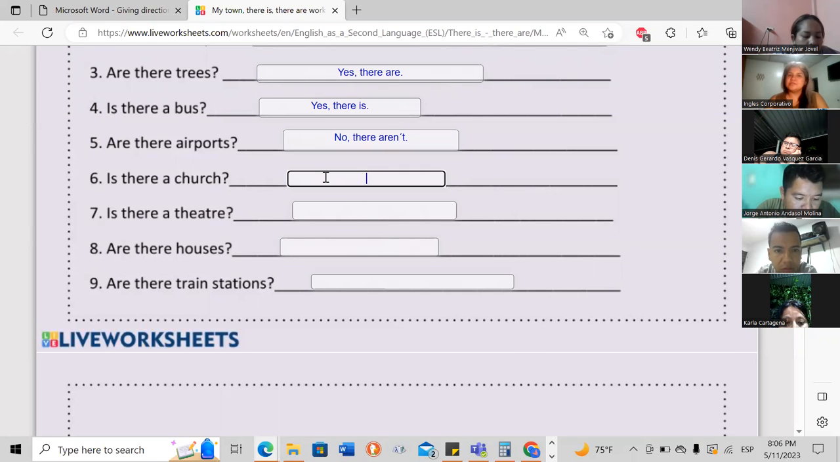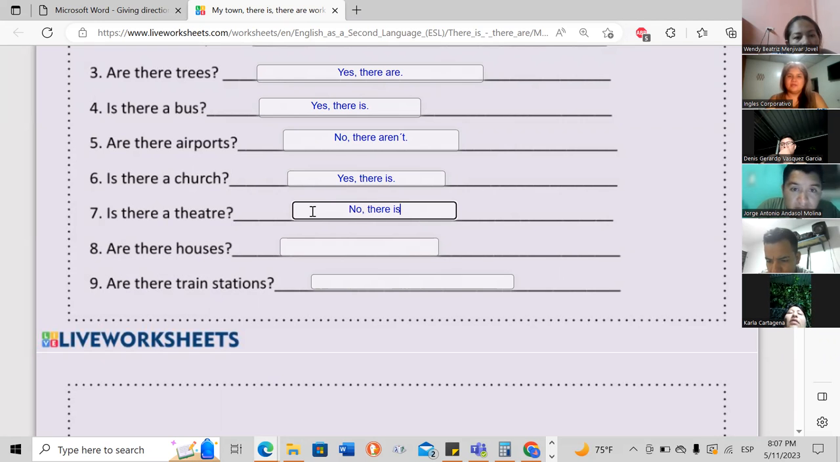Is there a church? Yes, there is. Is there a theater? No, there isn't.